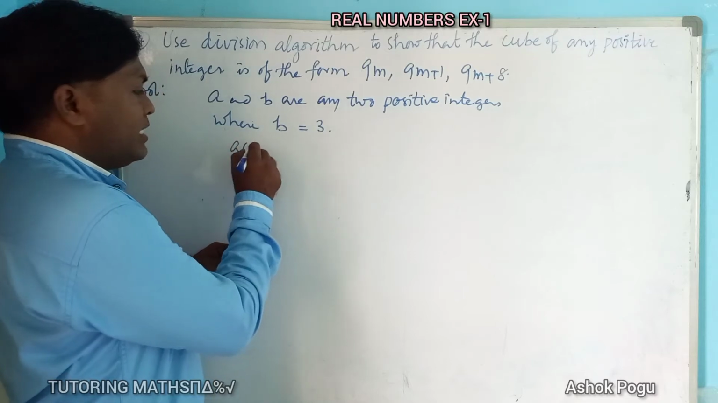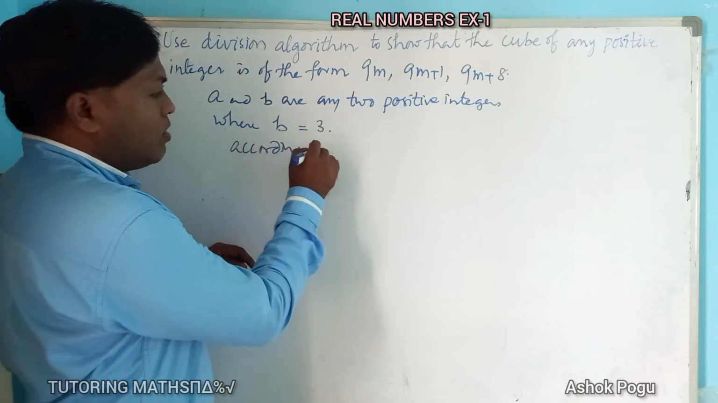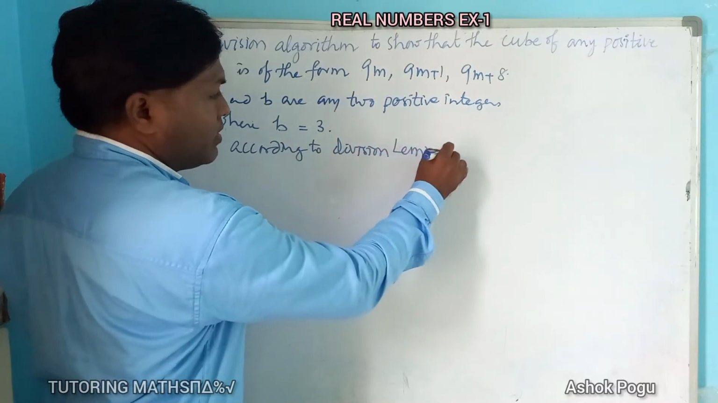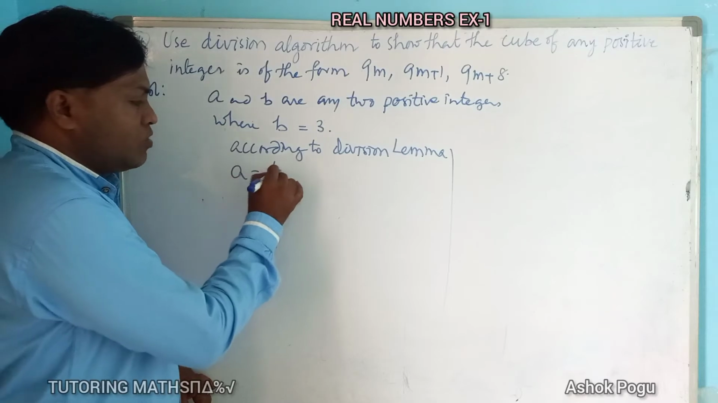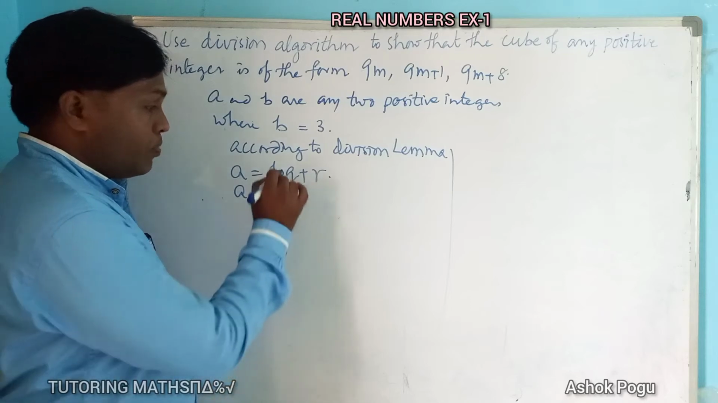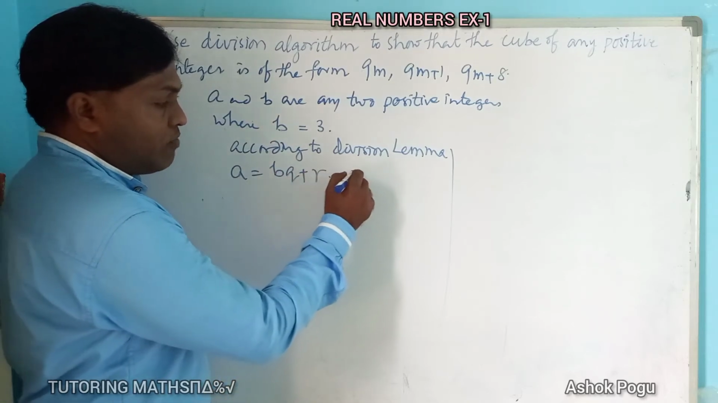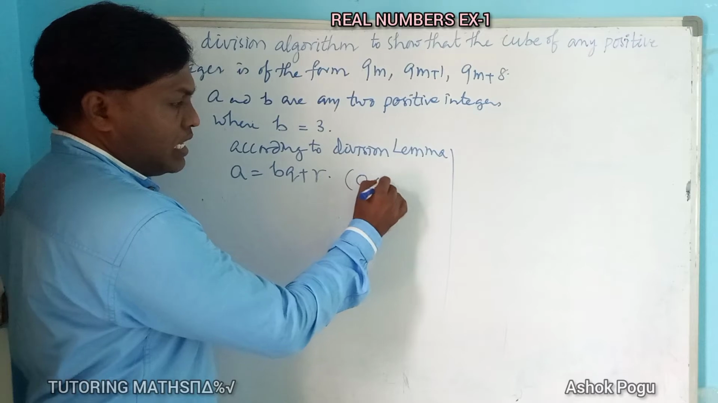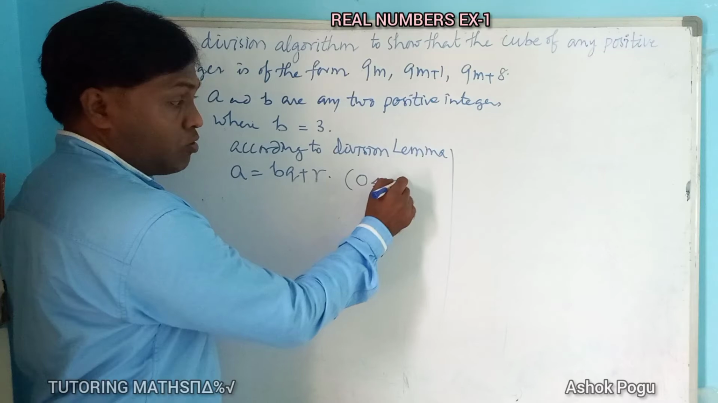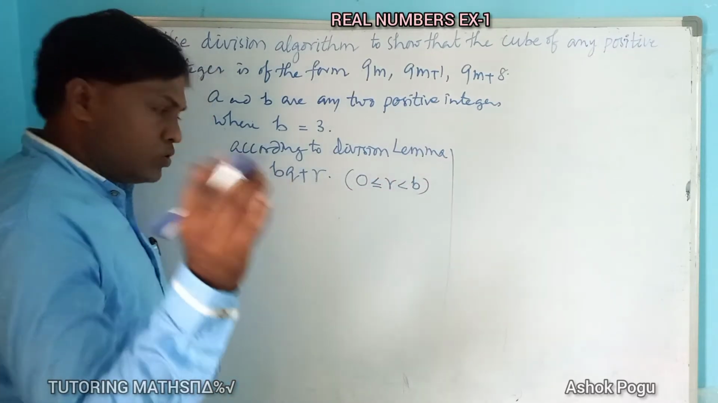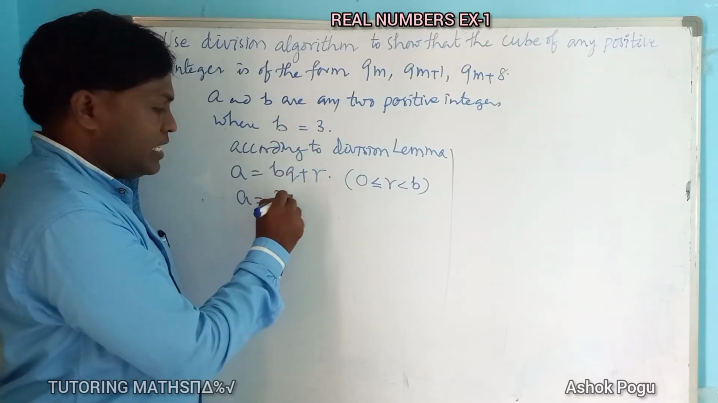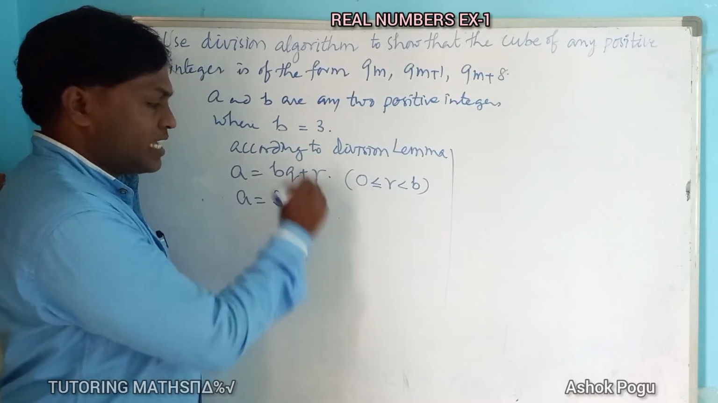According to Euclid's division lemma, a is equal to bq plus r. You know what the r value is? 0 is less than or equal to r and r is less than b, you know that. And here b is 3, so a is equal to 3q plus r.